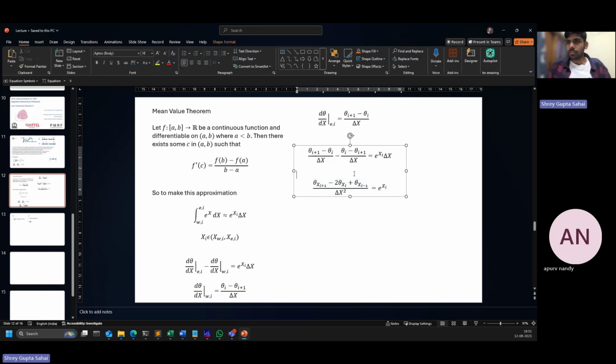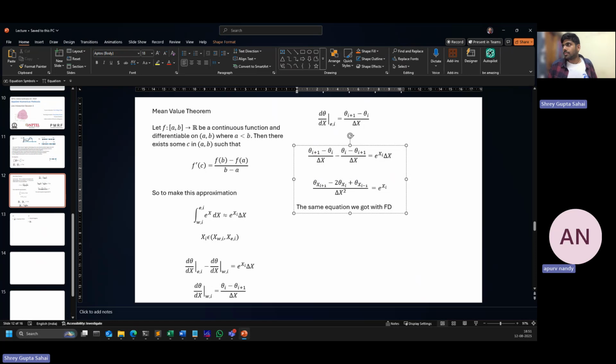The same equation we got. Let me point that out. The same equation we got with finite difference. So now I ask you.